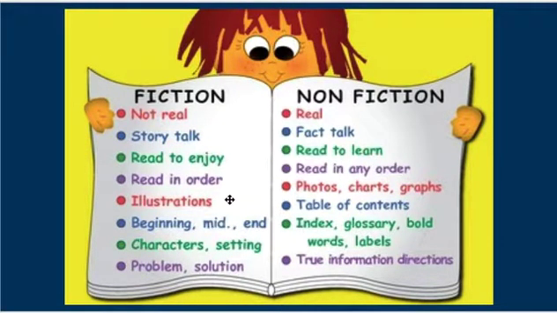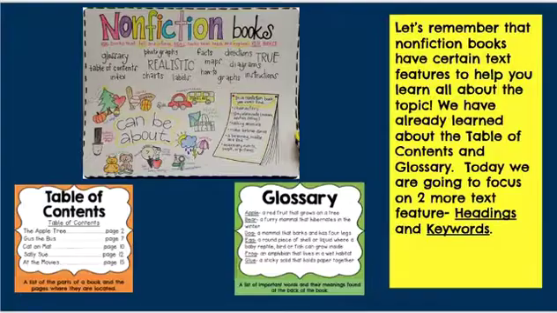Fiction books have illustrations. Nonfiction books have photographs, charts, and graphs. Fiction books have a beginning, a middle, and an end. Nonfiction books have a table of contents. Fiction books have characters and a setting, problem, and a solution. Nonfiction books have an index, a glossary, bold words, labels, and true information directions.